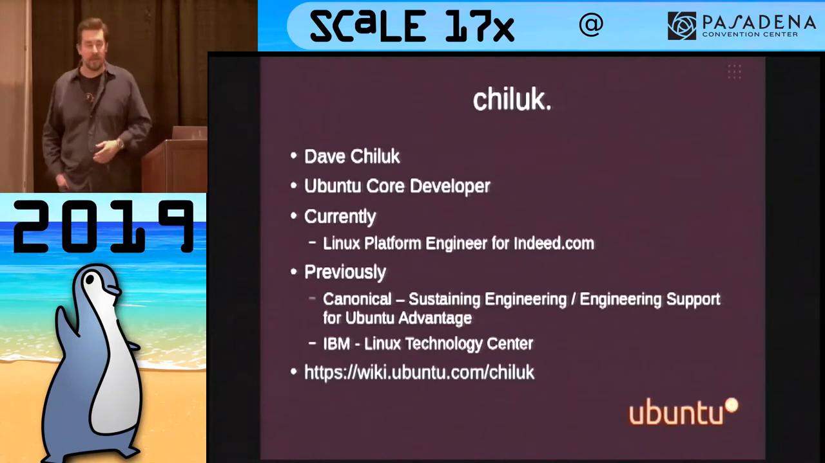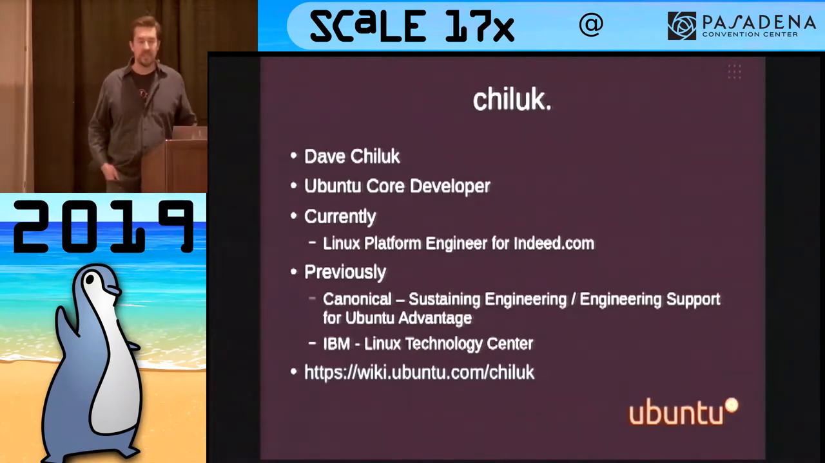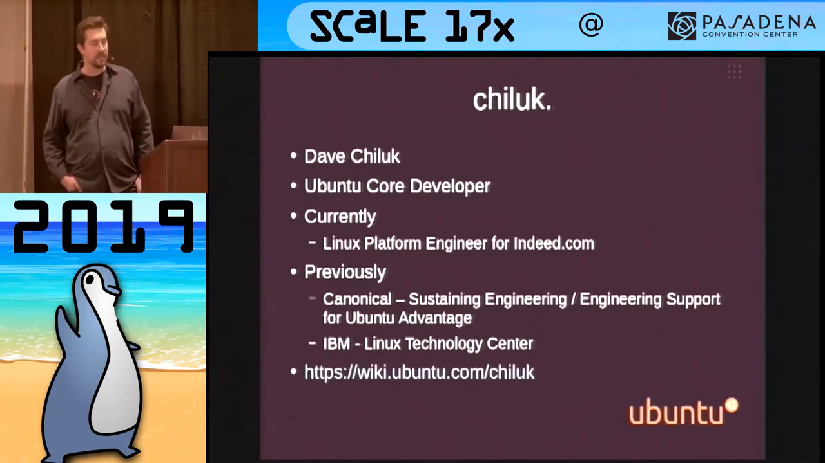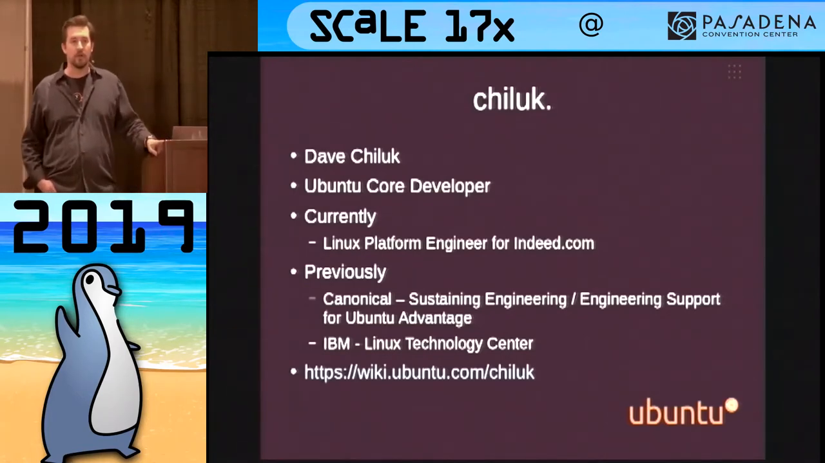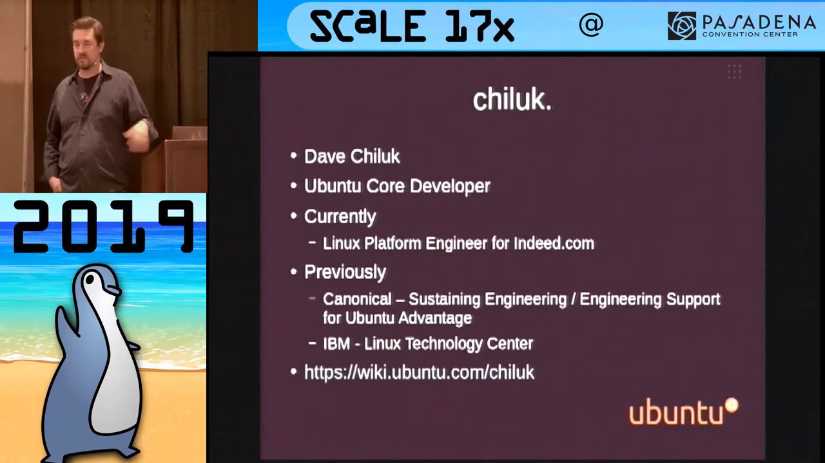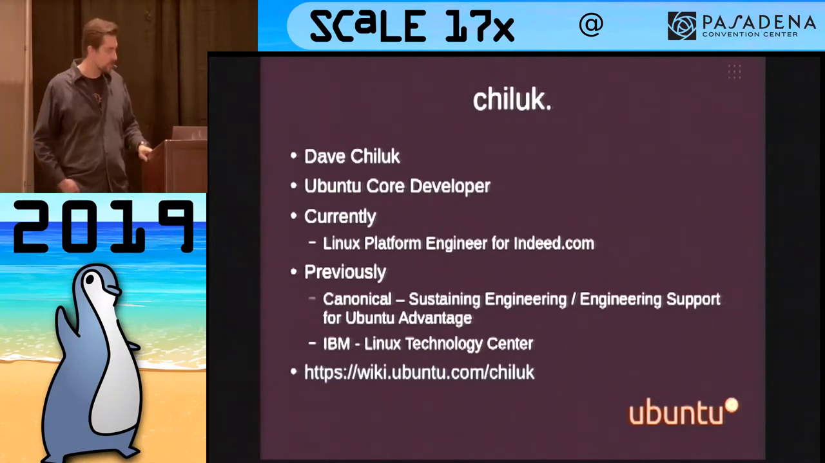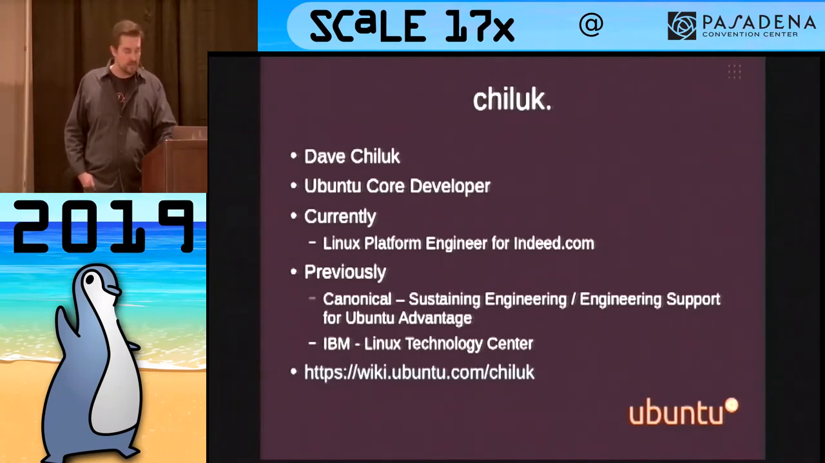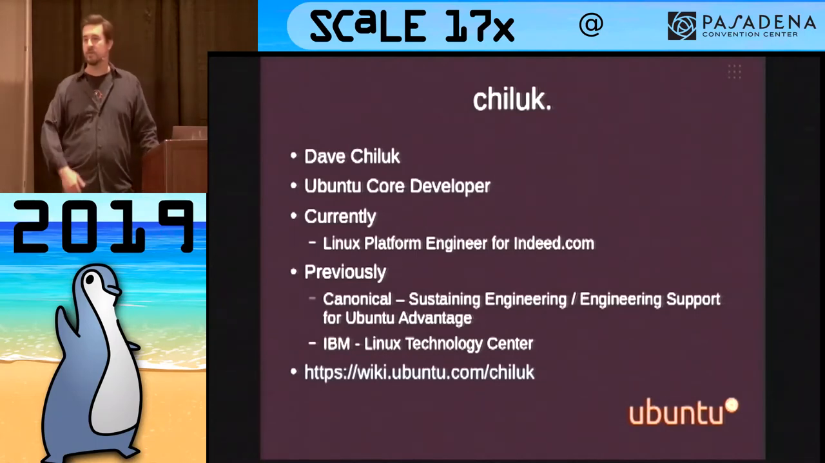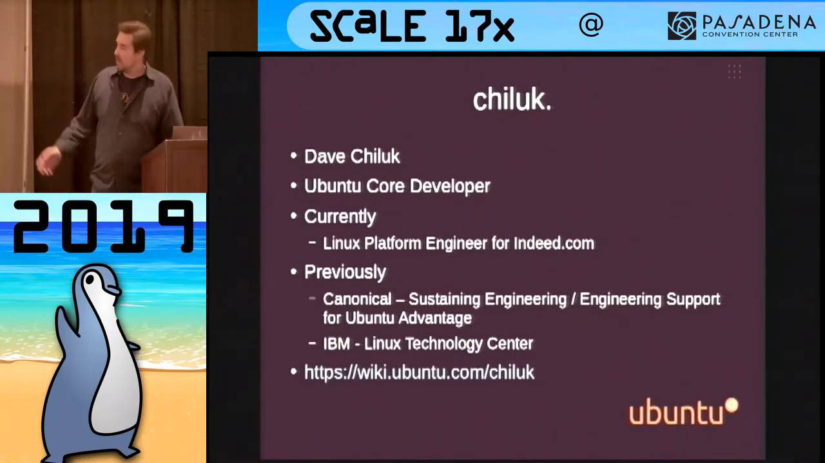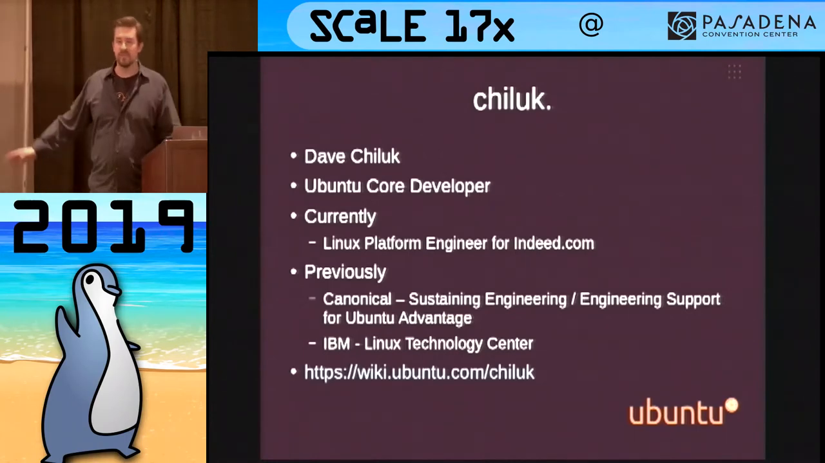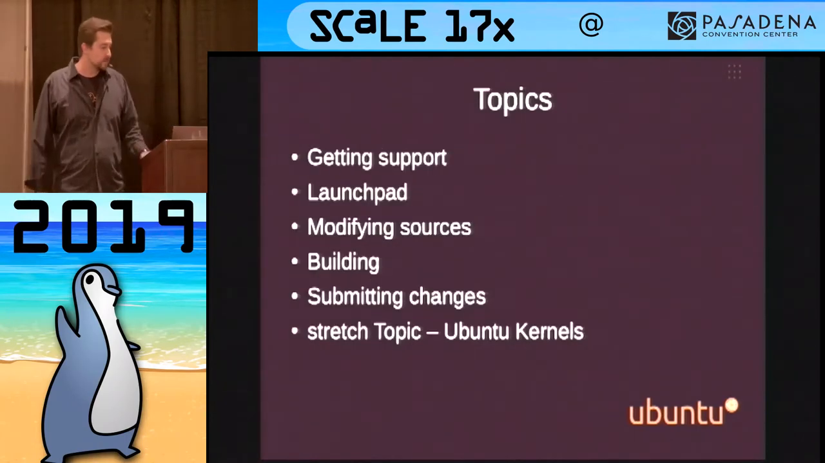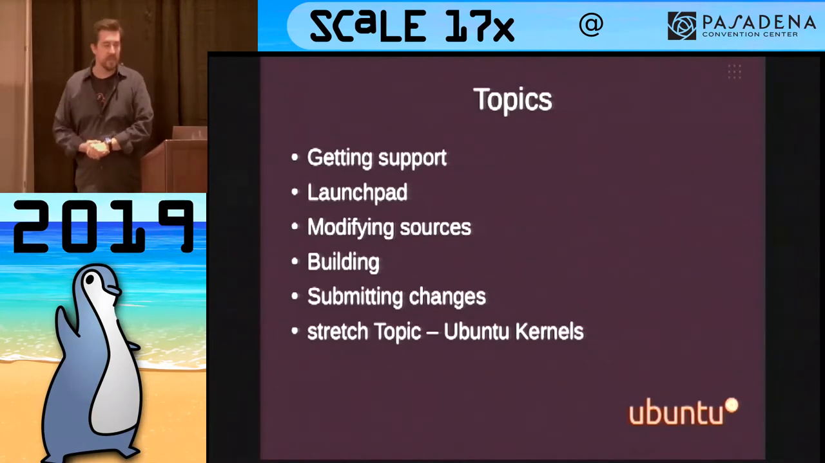Prior to that, I worked for Canonical. I worked in the Ubuntu sustaining engineering teams, where I did engineering support for Ubuntu Advantage, which is the support arm of Canonical, which allows you to do paid support. And prior to that, I worked for IBM in the Linux Technology Center, which really kind of got me into doing Linux development. My wiki page is really kind of bare bones, but that's proof that I exist in Ubuntu, right?